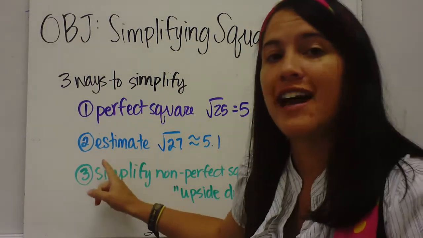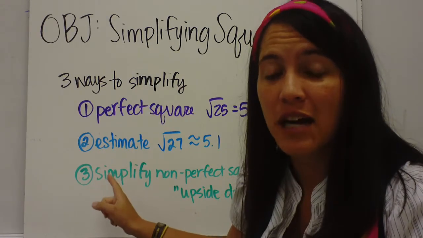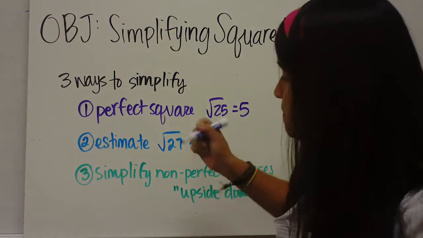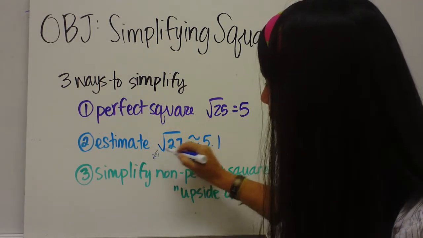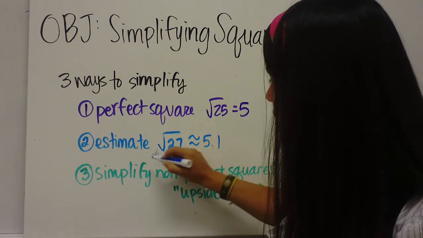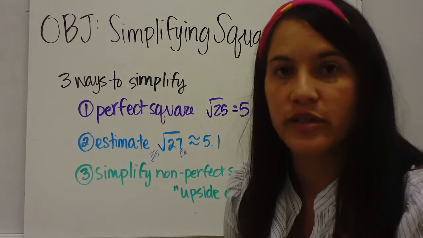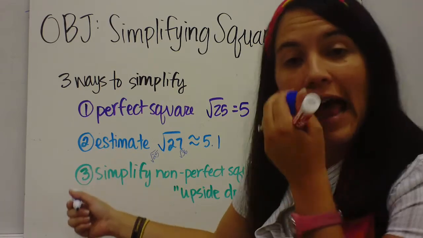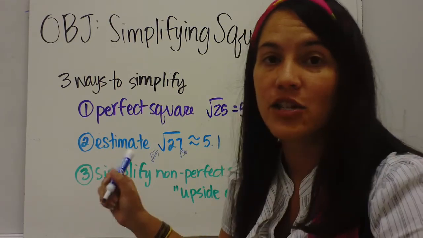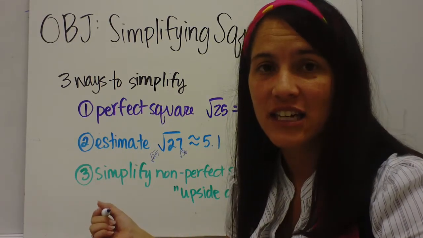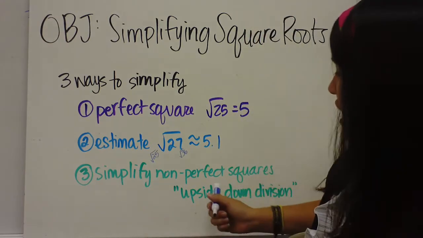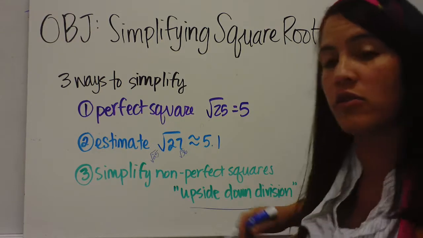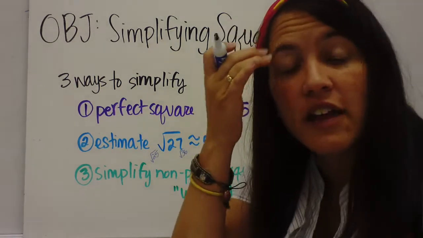We've also gone over how to estimate square roots. If it's not a perfect square and we estimate it to a decimal point, so square root of 27 is between 25 and 36. And then we take the square roots and you estimate and you get about 5.1. The last way to simplify square roots is to find an exact measure and you use upside down division. So I'm going to show you what that means in this video.